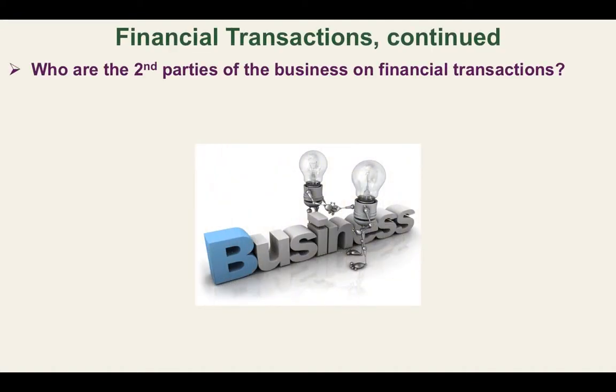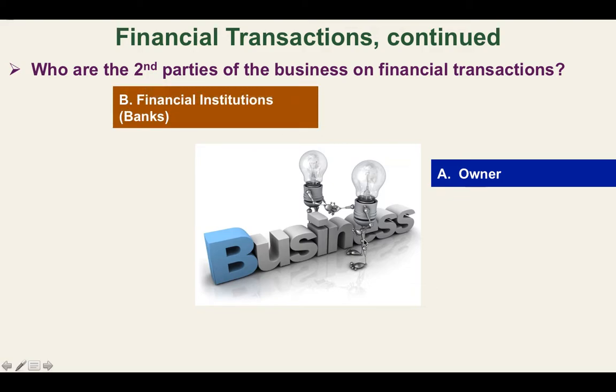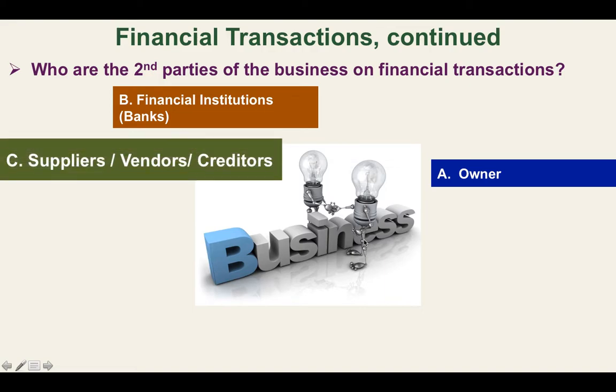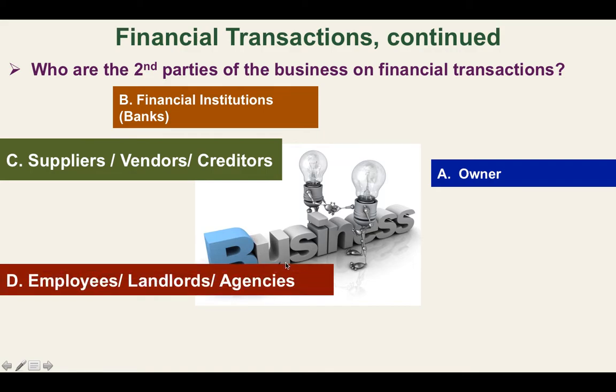In set A, we have discussed the parties of the business on financial transactions. Who are the parties? Let us review that before proceeding. We have the owner, financial institutions or banks, suppliers, vendors, and creditors. In set A, we discussed the transactions involving these parties. And in this set B, we are going to discuss the financial transactions with employees, landlords, and agencies, and customers.